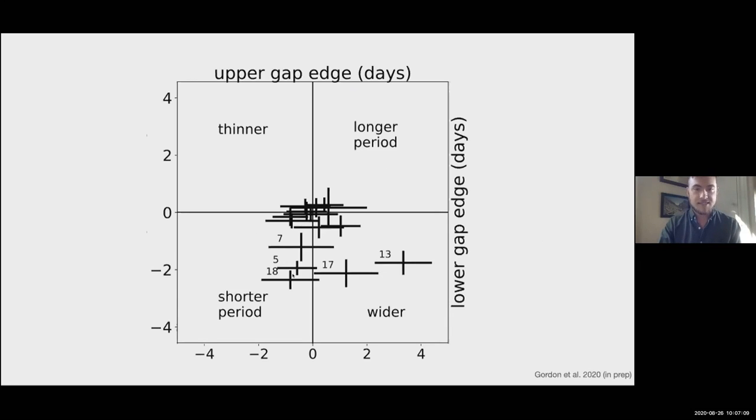And then the markers here, each of those represent an individual campaign in K2, and the error bars are estimated from a bootstrapping procedure. And I think what we see here is that for the vast majority of the campaigns, their position in this space is consistent with essentially no offset of either of the gap edges from what we see for the full K2 sample. There are a few outliers, notably campaigns 15 and 18 here.